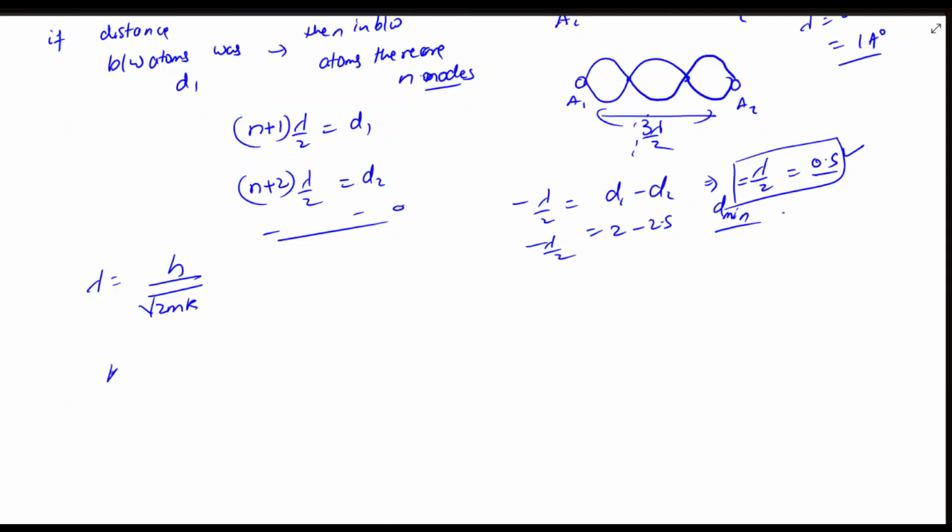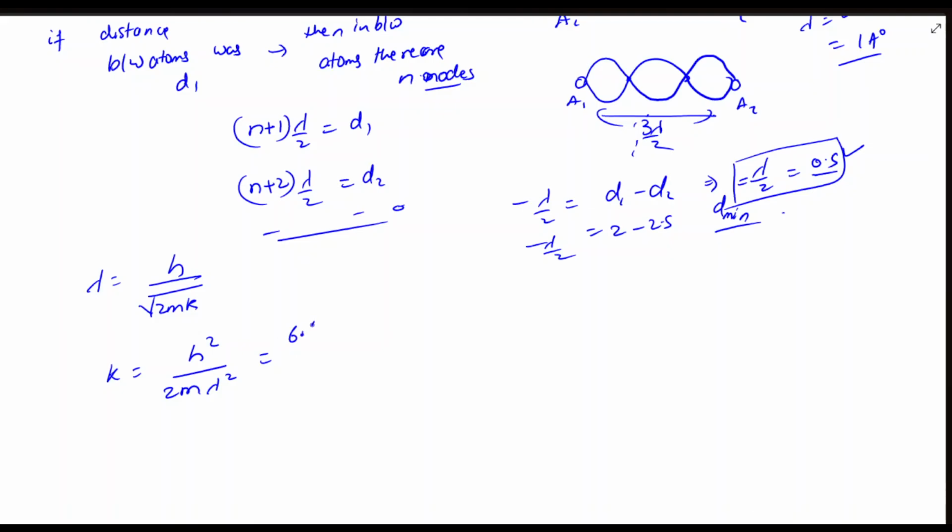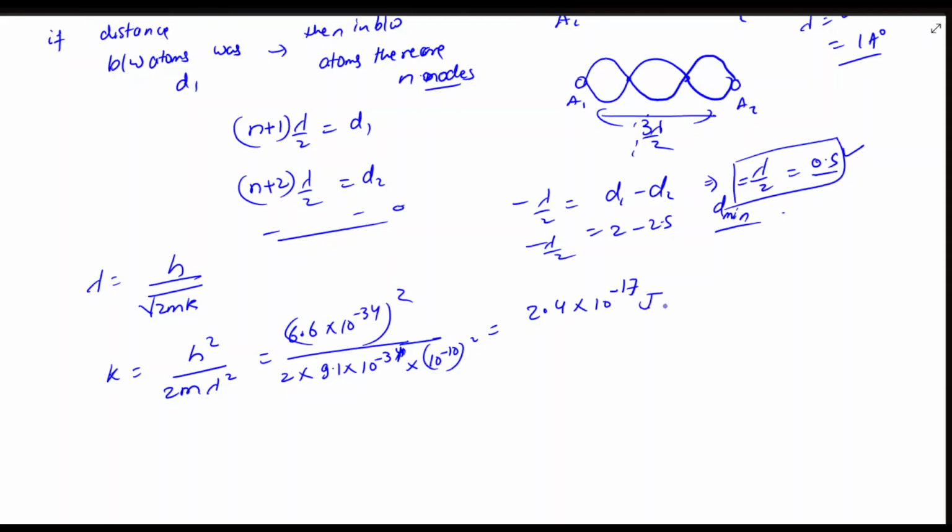So we'll find K, if you square them, will be h square by 2m lambda square, right? So it will be 6.6 into 10 raised to power minus 34 whole square. Like before, we have done this question, the mass of electron will be 9.1 into 10 raised to power minus 31, right? Into lambda square, which is 10 raised to power minus 10 to the whole square. So kinetic energy will turn out to be, if you solve this, 2.4 into 10 raised to power minus 17 joule.